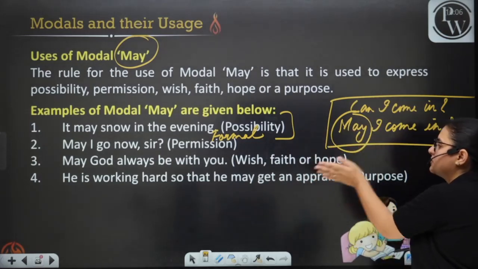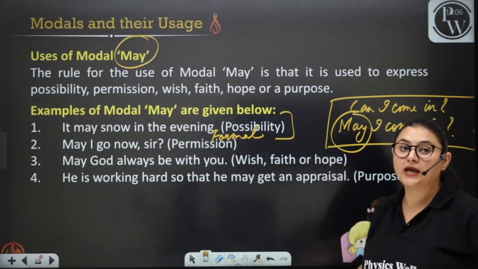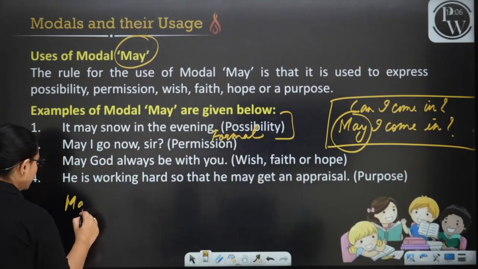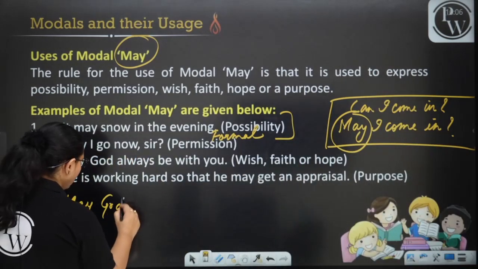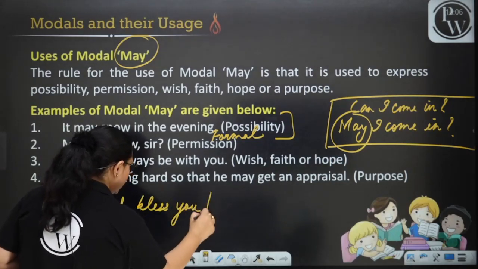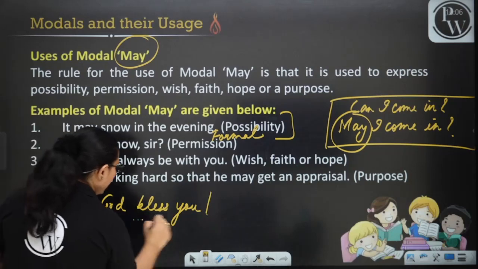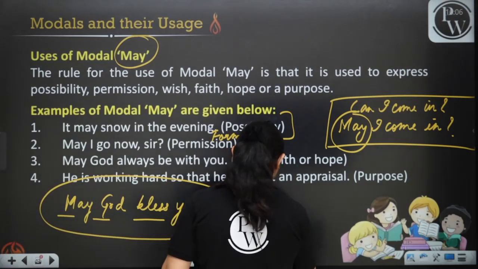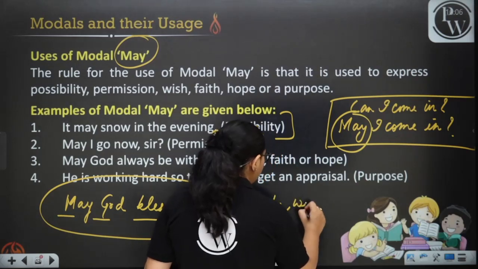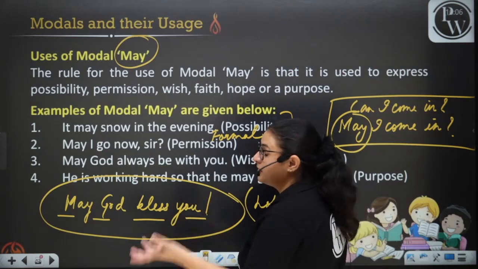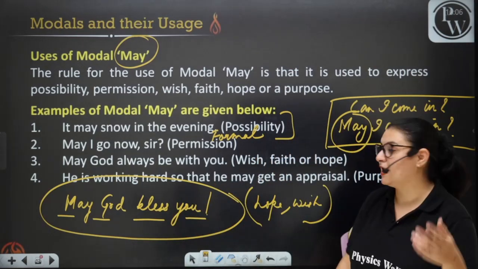May God always be with you. This is the wish, this is faith, this is hope. May God bless you. Now, we often use the sentence, may God bless you. Happy birthday to you. May God bless you. Now we use may to express the hope. This is hope. This is your wish. Okay, this is your faith that may God help you.